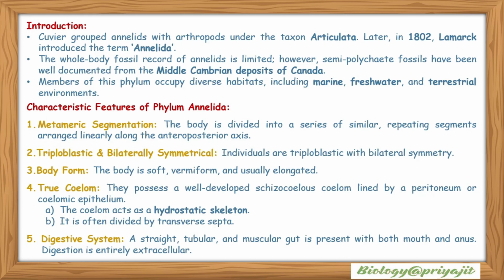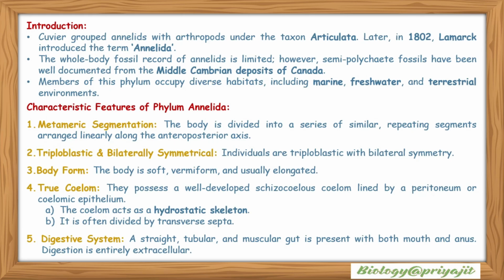Triploblastic and bilaterally symmetrical. They are like platyhelminthes and nemathelminthes. They are also triploblastic as they have three germ layers: ectoderm, endoderm and mesoderm. Their body is bilaterally symmetrical. Their body form is soft, vermiform and usually elongated in nature.